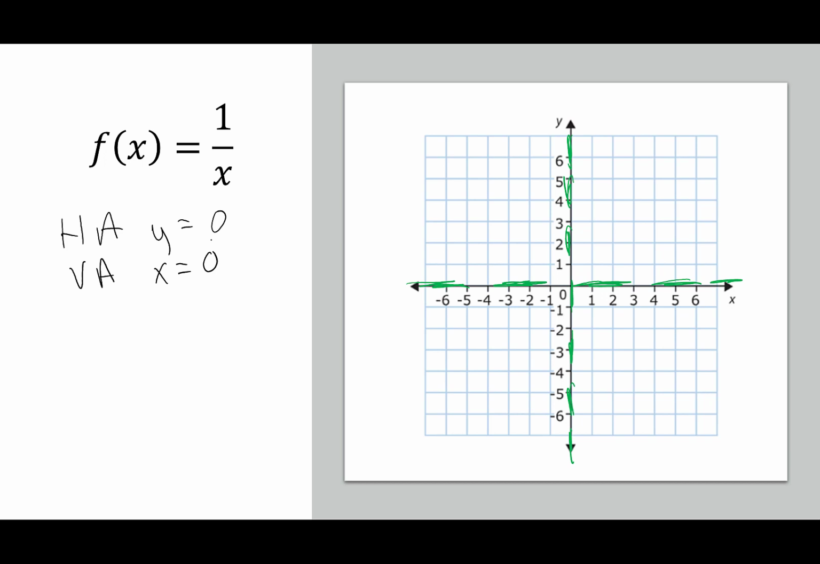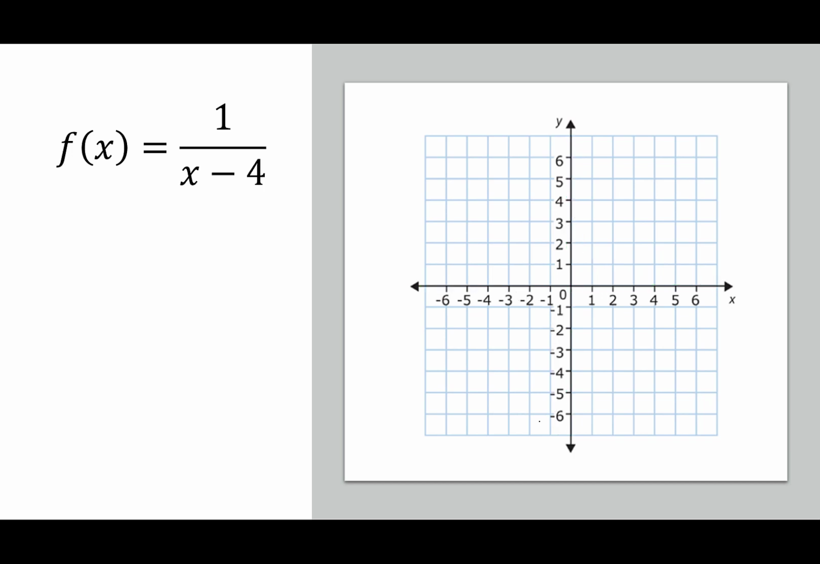Then 2 points to really help you draw it would be if I put in 1, I get 1. If I put in -1, I get -1. The graph comes down along the vertical asymptote and curves along the horizontal, and then the same thing on the left side. It comes along the horizontal and goes down the vertical. So you have this split graph.